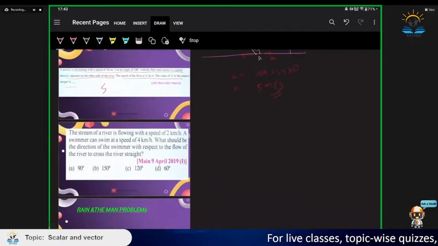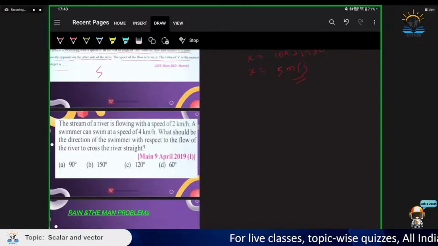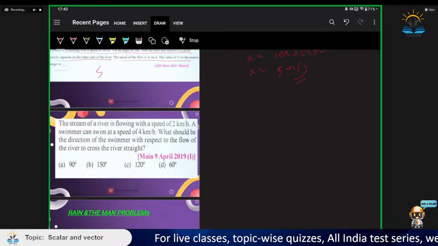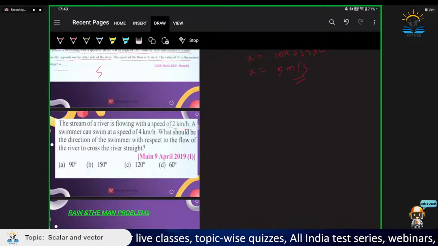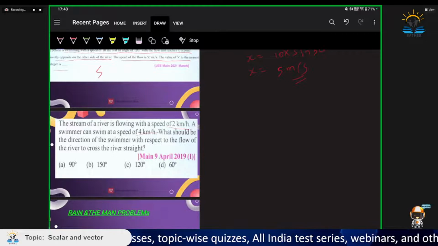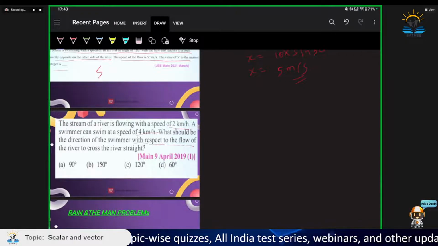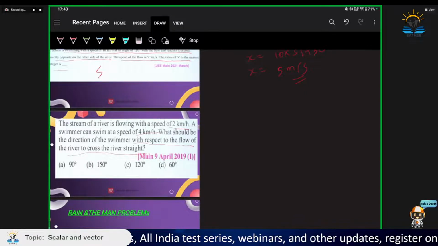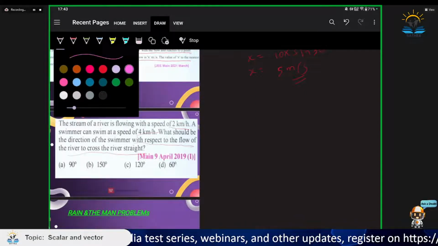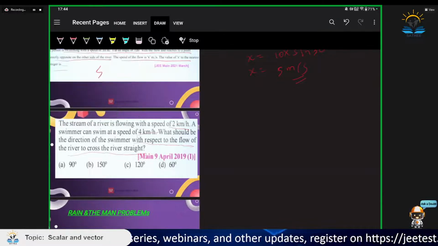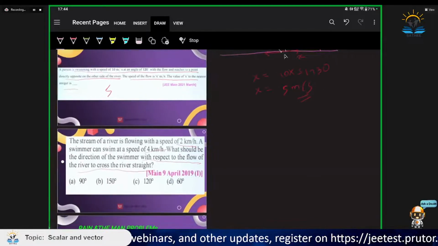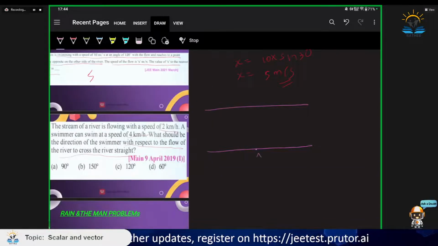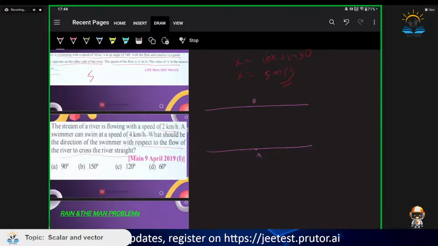Now we have another question. A stream of a river is flowing with a speed 2 km per hour. A swimmer can swim at a speed of 4 km per hour. What should be the direction of the swimmer with respect to the flow of the river to cross the river straight? Again, a similar kind of question. Let's solve this. Swimmer is starting from A, and swimmer should reach exactly the opposite side, right?